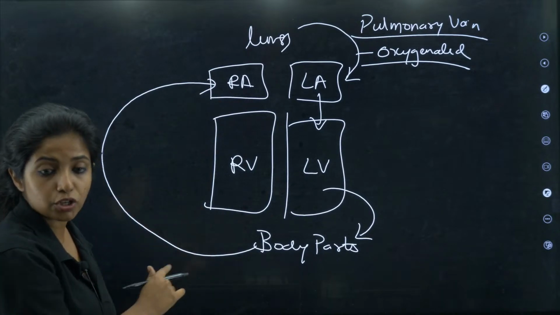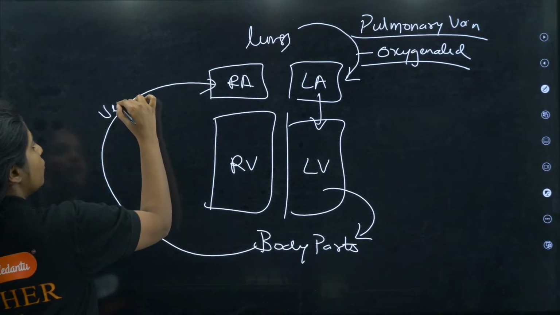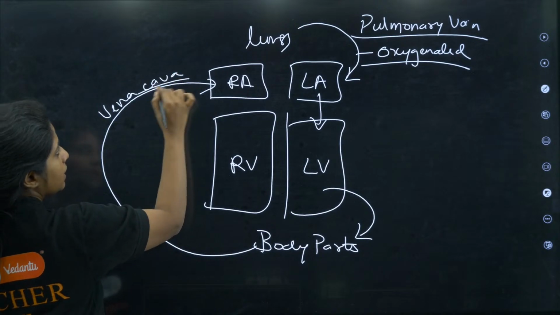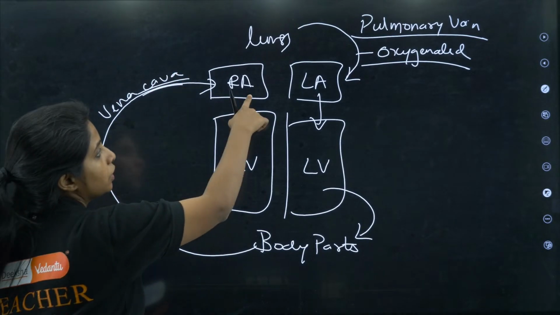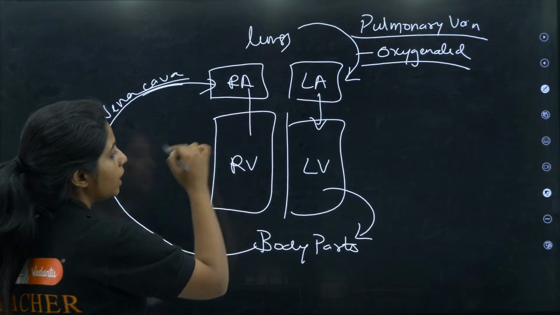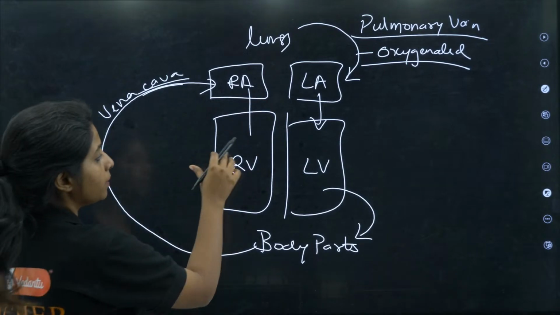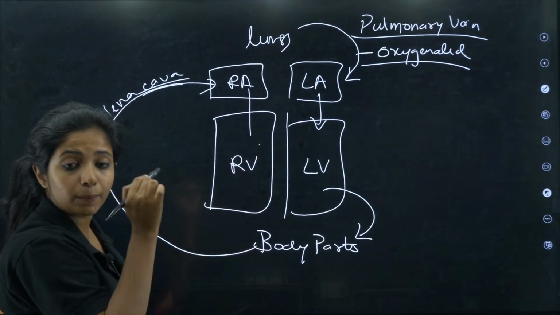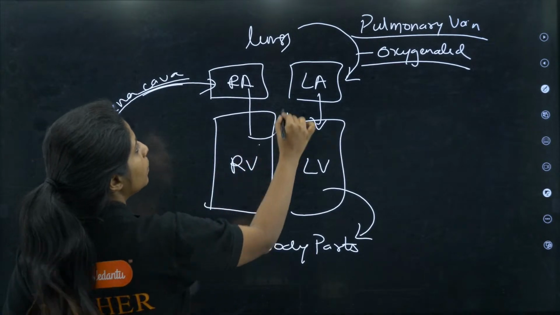Now this is the second part of the question, who brings deoxygenated blood? So this is vena cava, again a vein. This is a vein that will be bringing deoxygenated blood to the right atrium. From the right atrium, it will be going to the right ventricle. From the right ventricle, this deoxygenated blood, to again get oxygenated, would be going to the lungs.